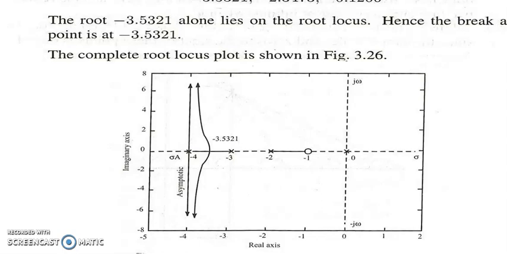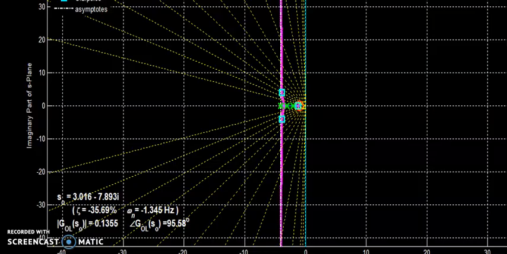minus 3.5321, minus 2.3473 and minus 0.1206. The root minus 3.5321 alone lies on the root locus, hence the breakaway point is at minus 3.5321. The complete root locus plot is as shown.